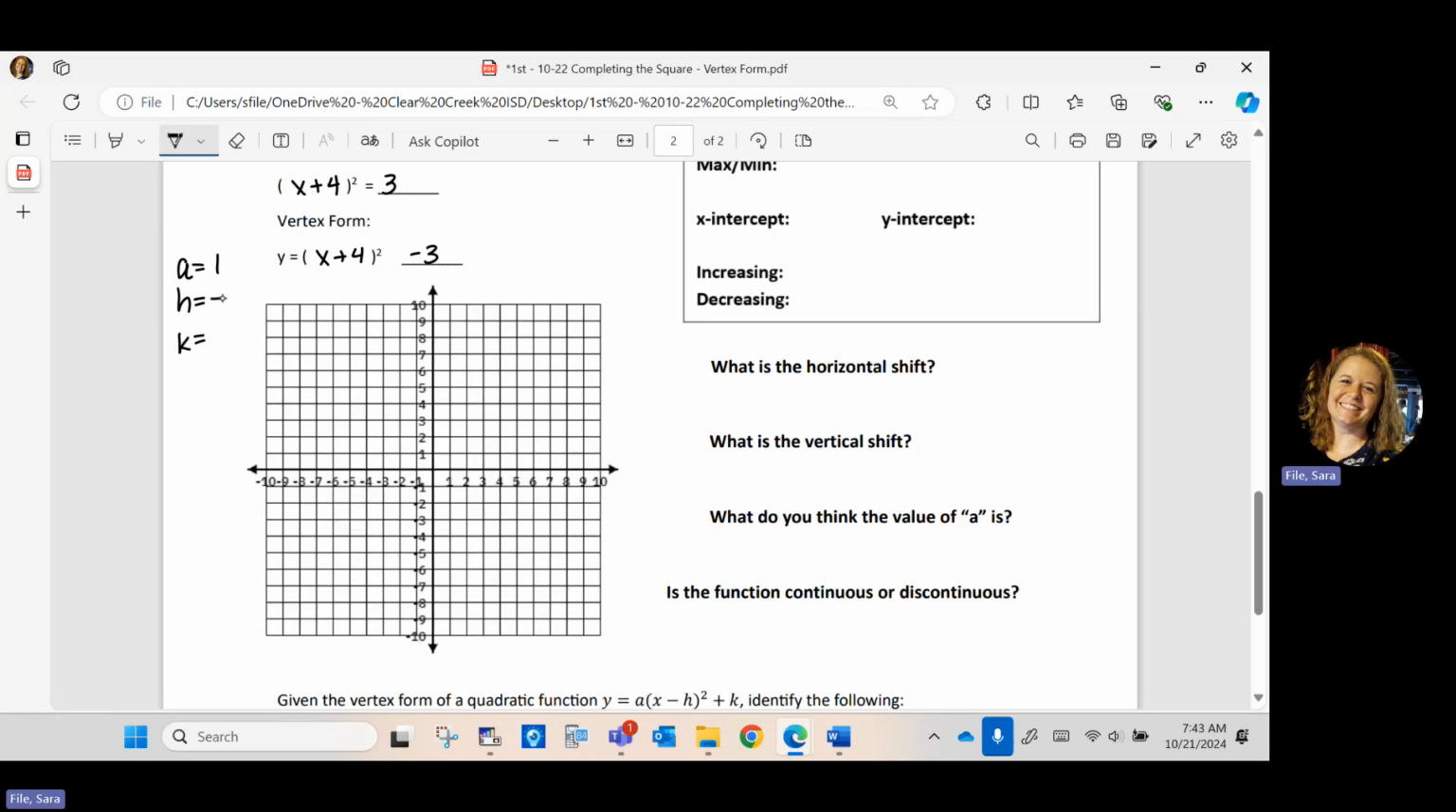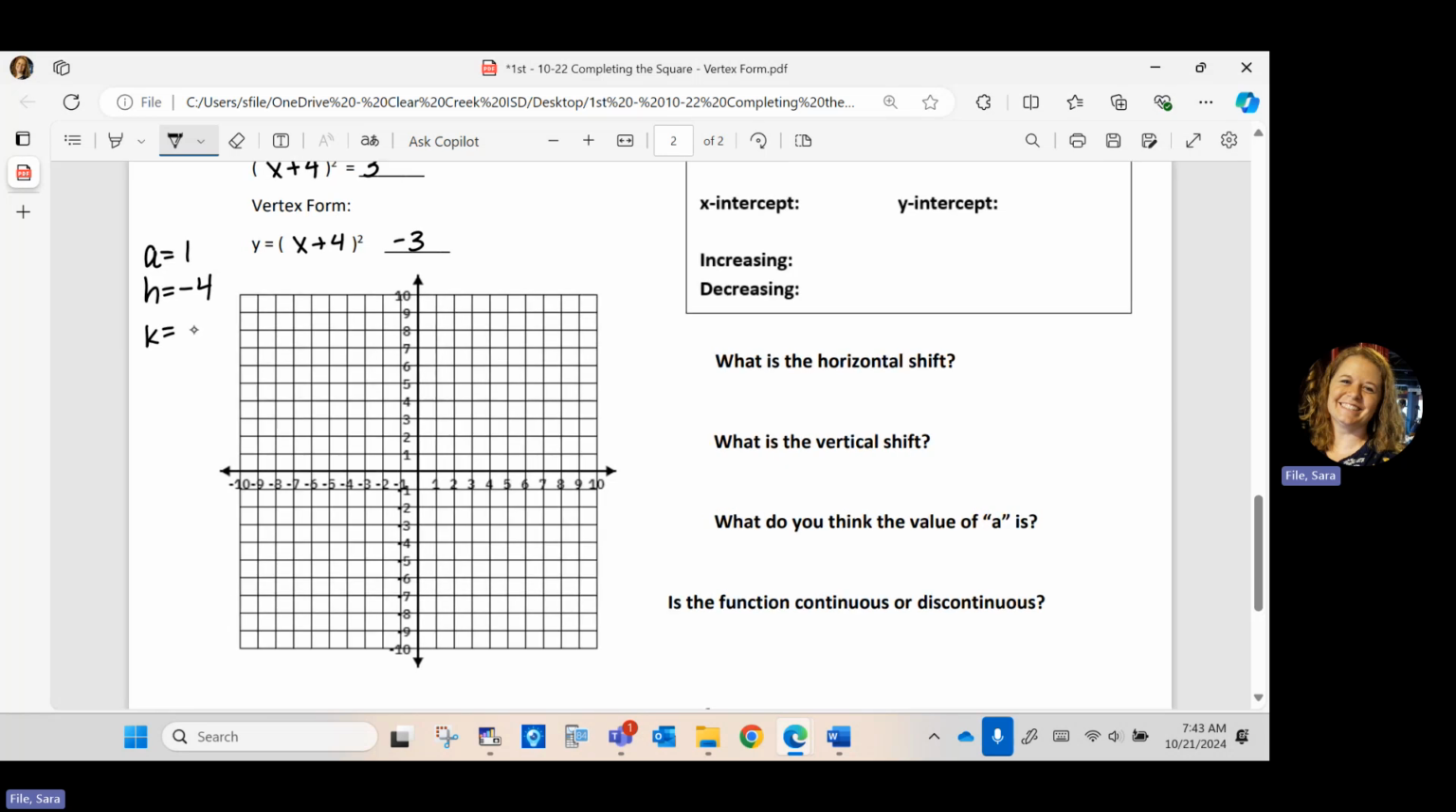H is -4. Remember, H is the opposite sign of what you see in the parentheses there, and then your K is -3. So we can go ahead and answer these shift questions first while we're talking about A, H, and K. What is the horizontal shift? Left 4, because H is -4. What's the vertical shift? Down 3. K is -3.